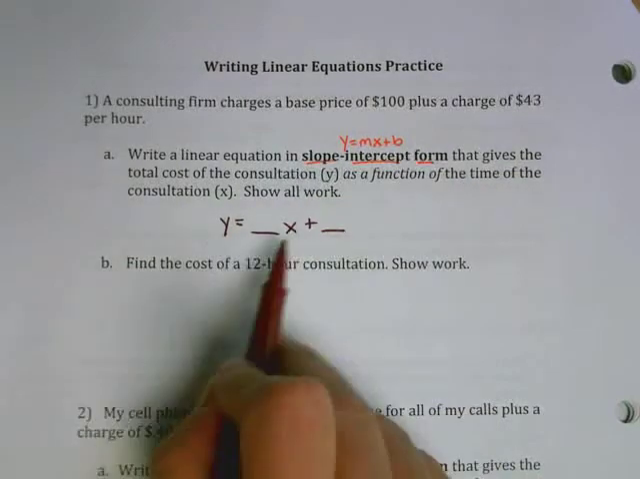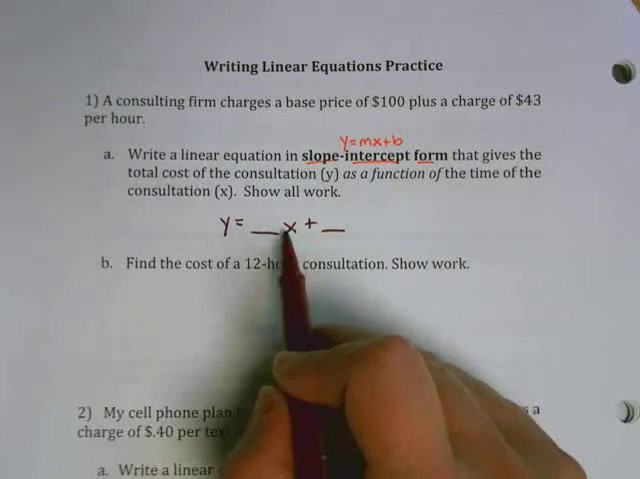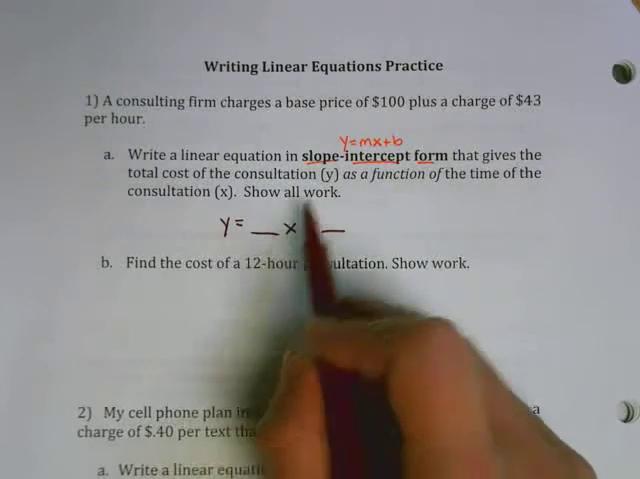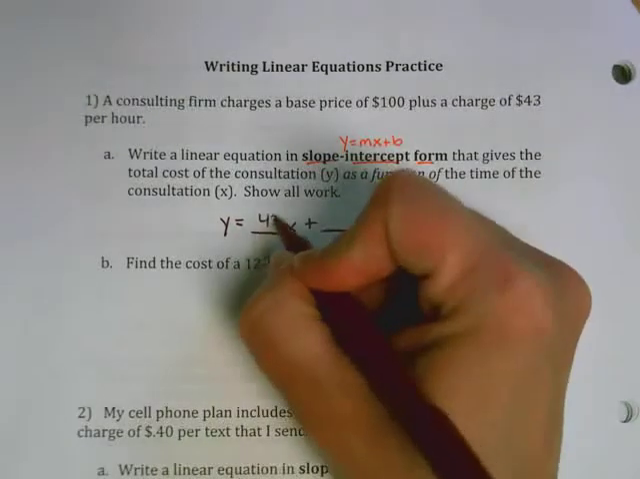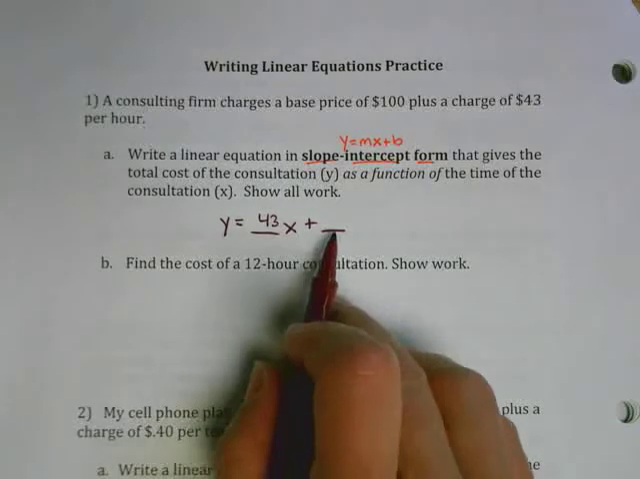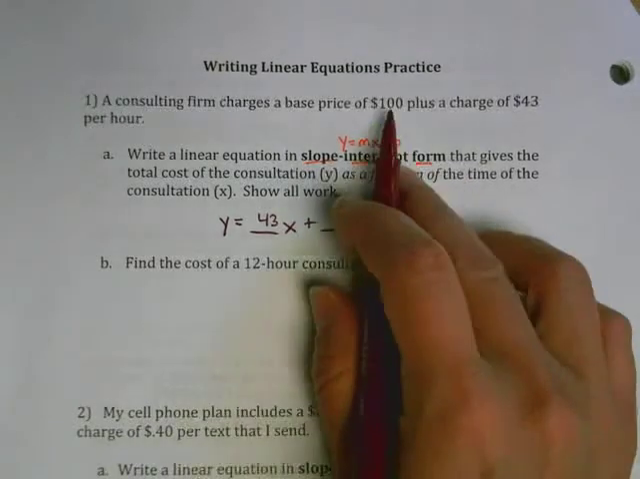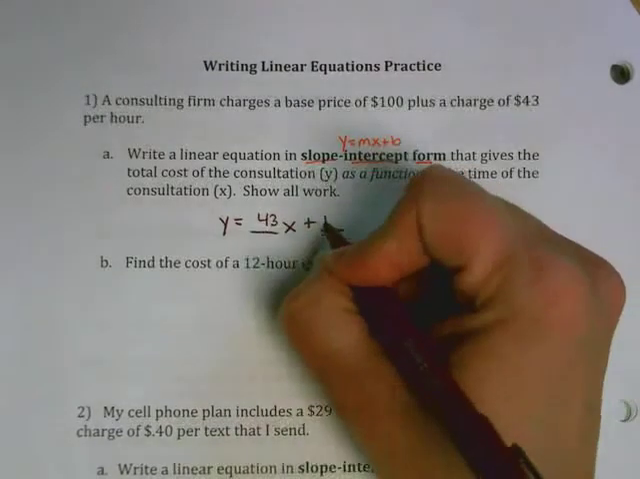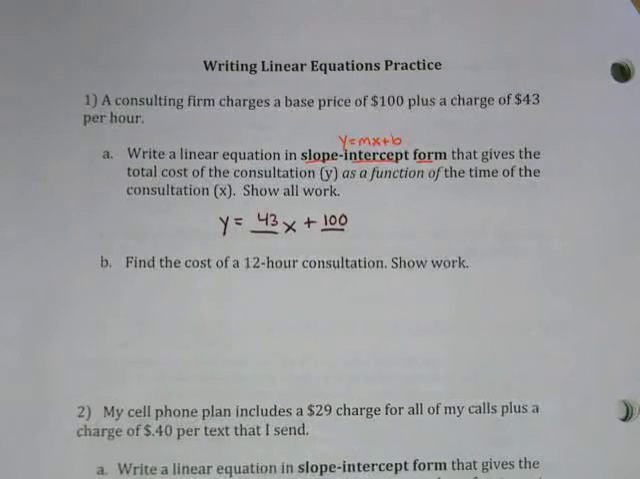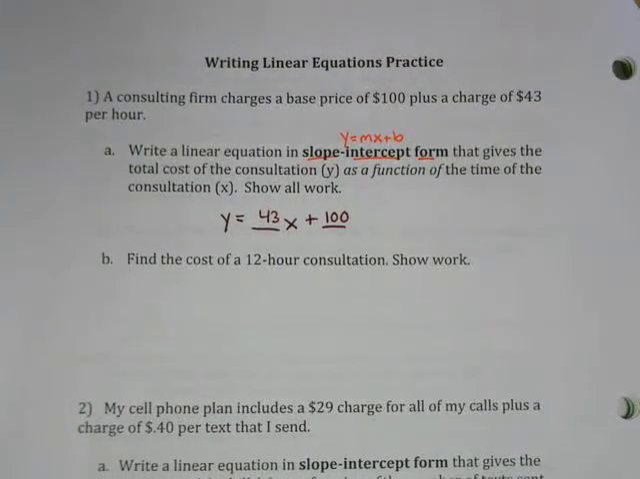What are the numbers here that we've got? We've got a per hour. This is how many hours? What's the charge per hour? $43 per hour. And a starting point for us is that there's a base price of $100. No matter what, we start out at $100 for this. There you go. There's our y equals mx plus b. I think you guys could have done this before.